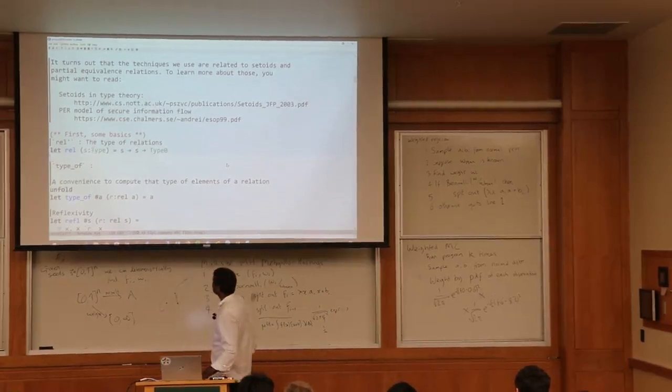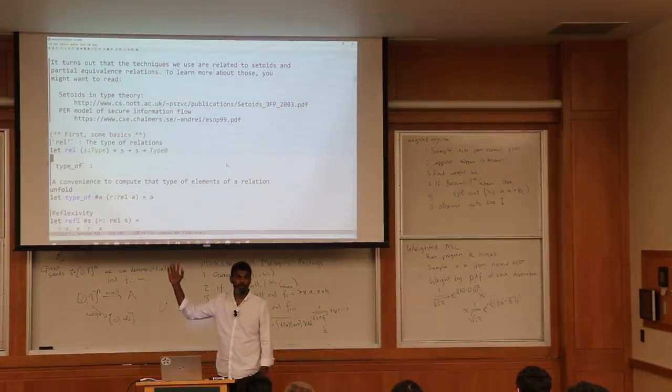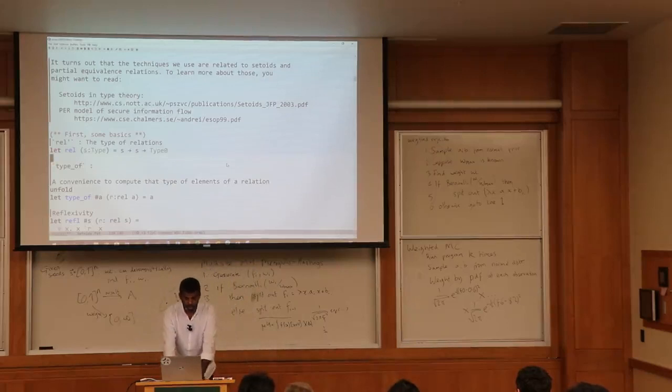This is also linked from the course page, so you can play with this later if you're interested. So I'm going to start by defining the type of relations. A relation on S is just S arrow Type 0. These are going to be proof relevant relations, that's why I'm using Type rather than Prop.